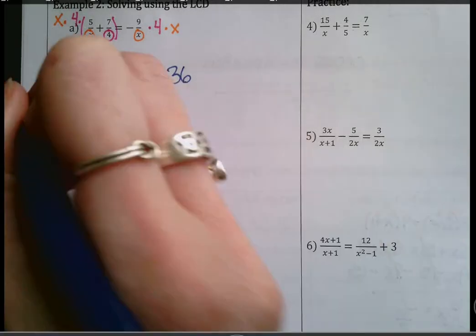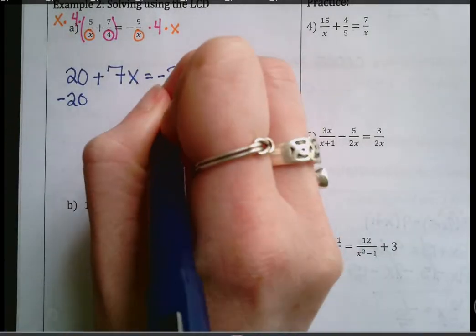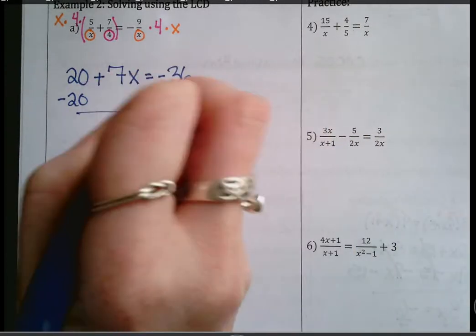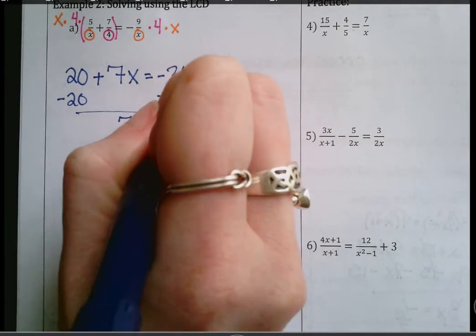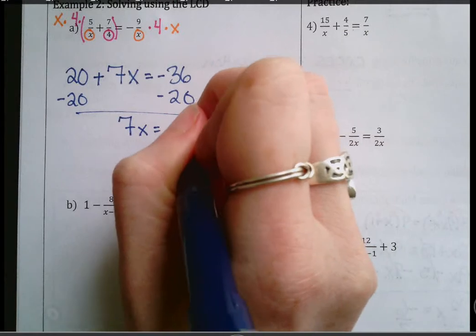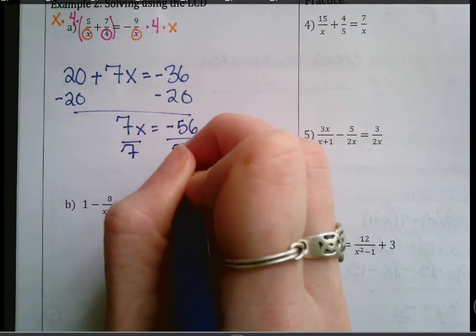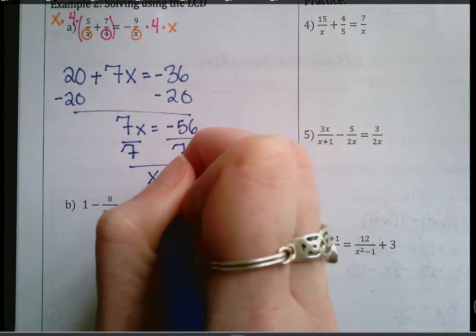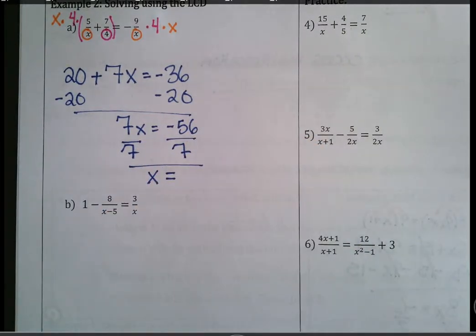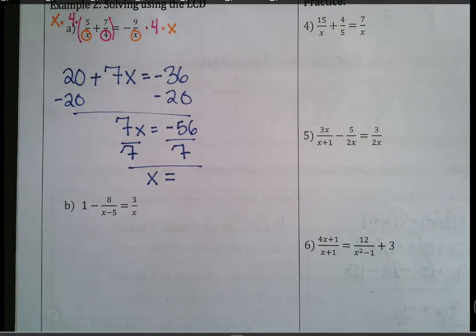Next step, subtract 20 from both sides. I end up with 7x is equal to negative 56. Here we divide both sides by the 7. Get our final answer: x is going to be equal to 8.